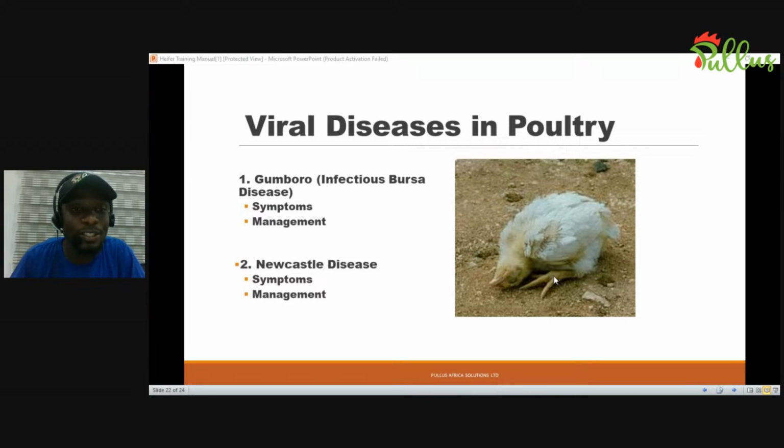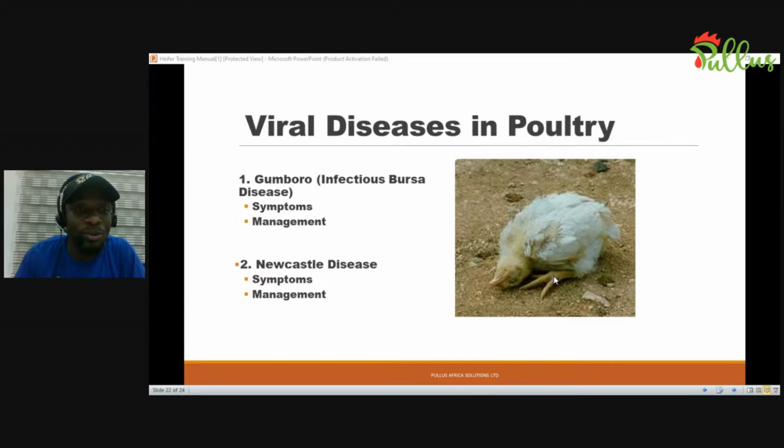But what differentiates Newcastle? How do you detect? Most times, like I mentioned also, some of these diseases present themselves in different ways. For Newcastle, for example, sometimes it might come with respiratory problems, which means they might be having respiratory challenges. They might be sneezing, they might be coughing, they might be giving some whistling sound because the airways are blocked.